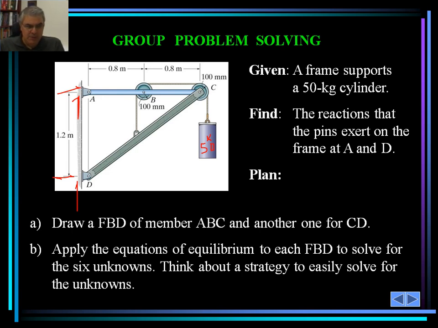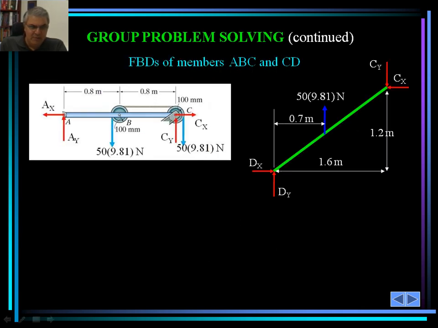And we would apply the equations of equilibrium to each free body diagram to solve for the unknowns, for the 6 unknowns. Then we would find strategies to solve for the unknowns much faster, in a much more efficient way. So let's take a look at the free body diagrams of member ABC and CD.